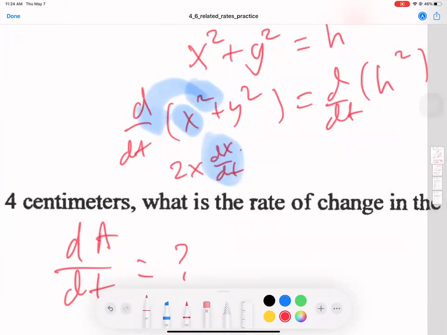Let's do it again for the plus y squared. The derivative of y squared is 2y. What's the derivative of y? dy over dt. What's the derivative of h squared? It's 2h dh over dt.